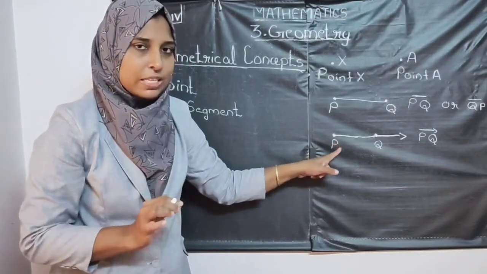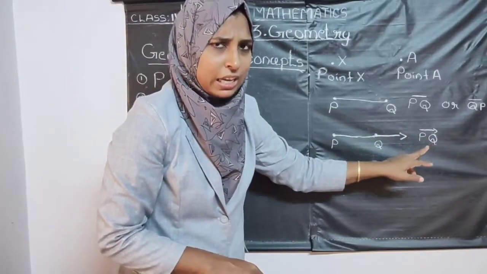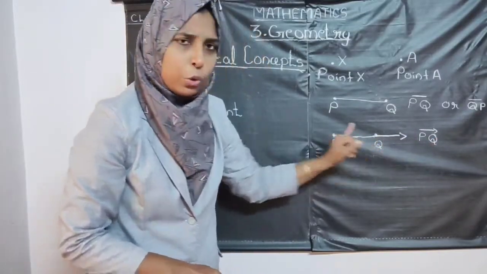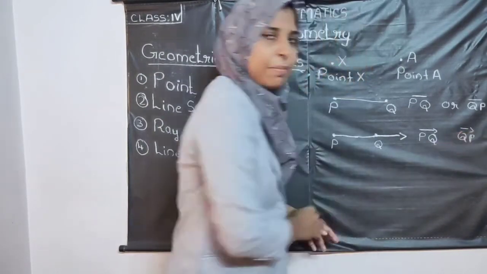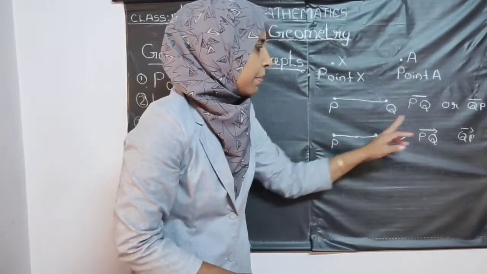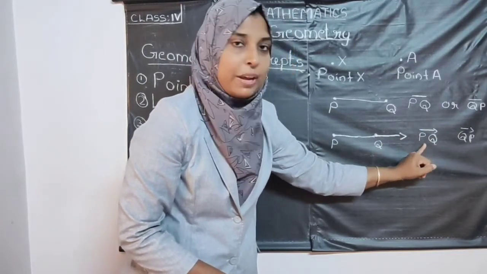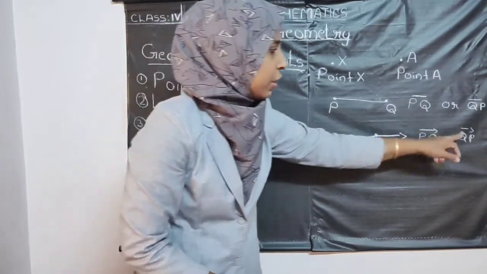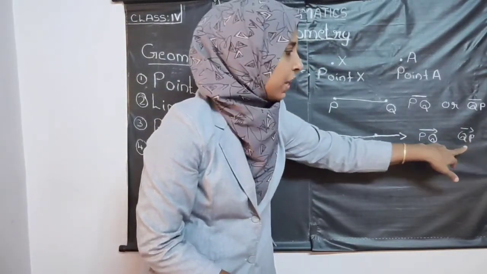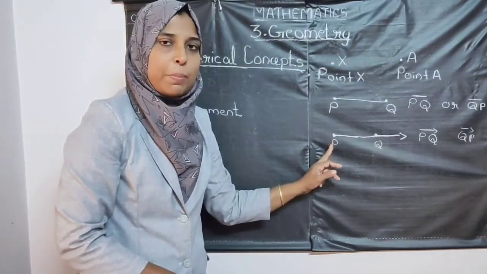The starting point is called the initial point. Okay, children, so we can write this ray as QP, ray QP. Is it the same? No, children, it is not the same, because if you are writing PQ, the ray PQ, P should be the initial point, the starting point. If you are writing QP, Q should be the initial point. But here the starting point is P.